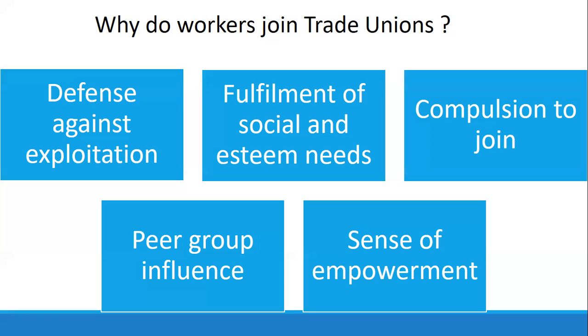The next reason why workers join trade unions is peer group influence. Peer group influence refers to the influence exerted by friends or co-workers on an employee to change his attitudes in order to conform to the customs and norms.